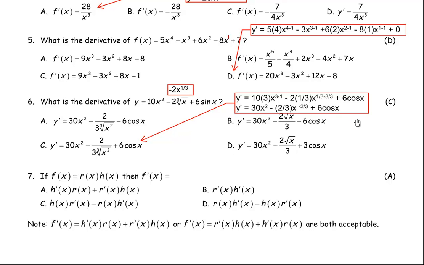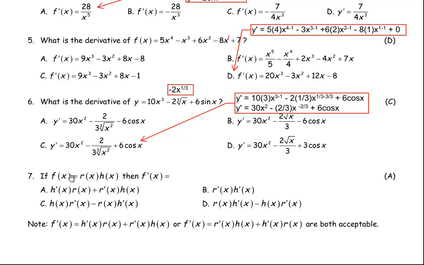Now, a little bit of simplifying. 10 times 3 is 30, and then in the exponent for x, 3 minus 1 is 2. 2 times the third is 2/3, and then 1/3 minus 3/3 would be negative 2/3. And then the derivative again of 6 sine x was 6 cos x. And so that's the final answer, which is C.